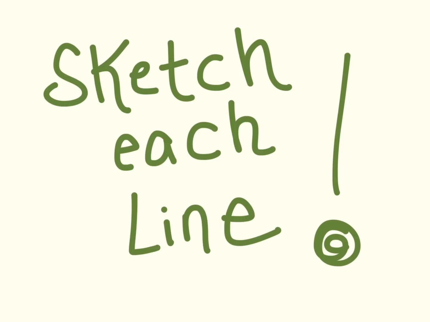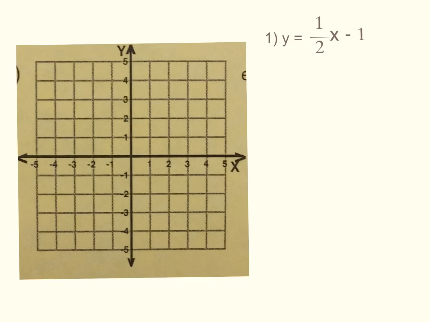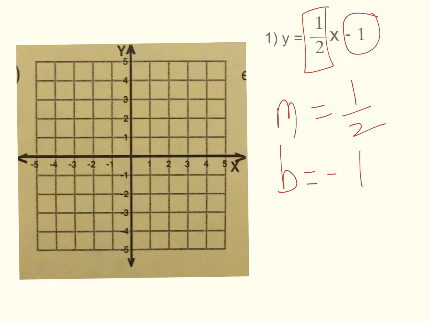Sketch each line. I want to go over the worksheet that you had for last night, the 8 sketches. For the first problem, I notice I have the b is -1, and the m, which is our slope, is 1/2. And we should have a positive line. So I like to begin at the b and mark that point. And that's -1 on the y-intercept.